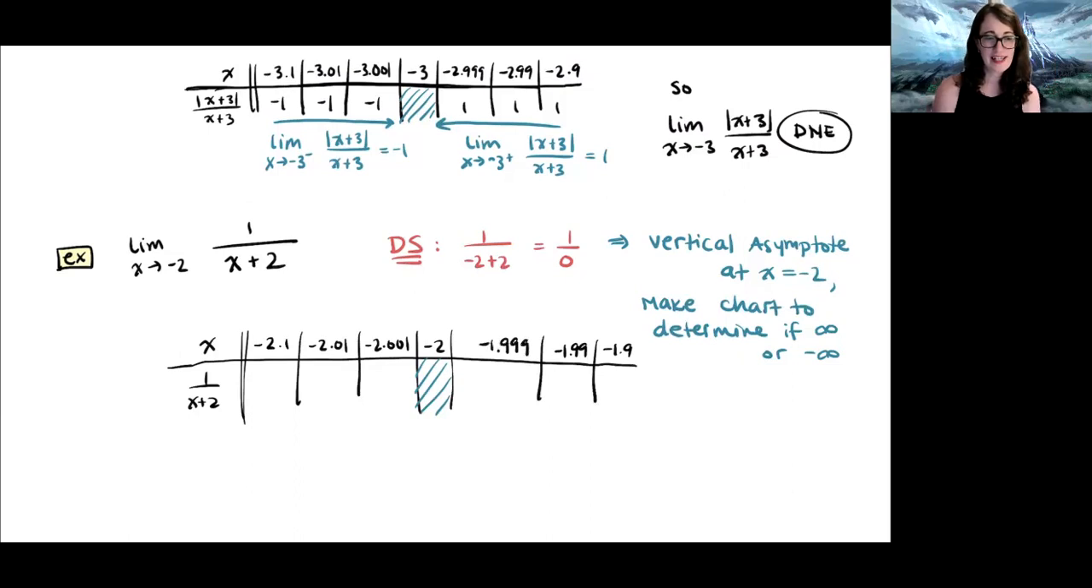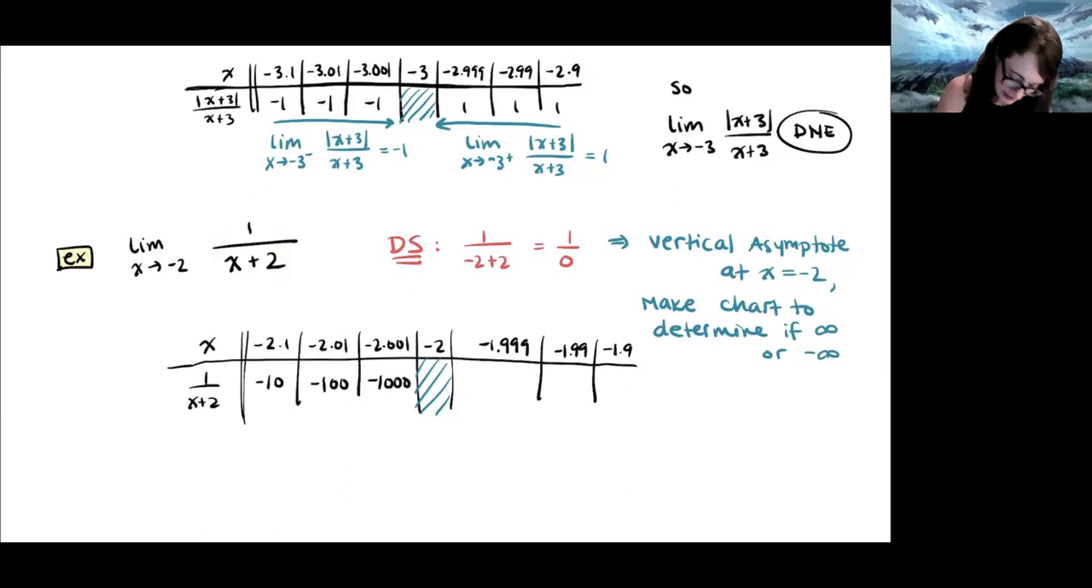All right, when you plug in -2.1, you can do this in your calculator. Make sure you have parentheses around the denominator. You will get -10. When you plug in -2.01, you'll get -100. And when you plug in -2.001, you'll get -1,000.